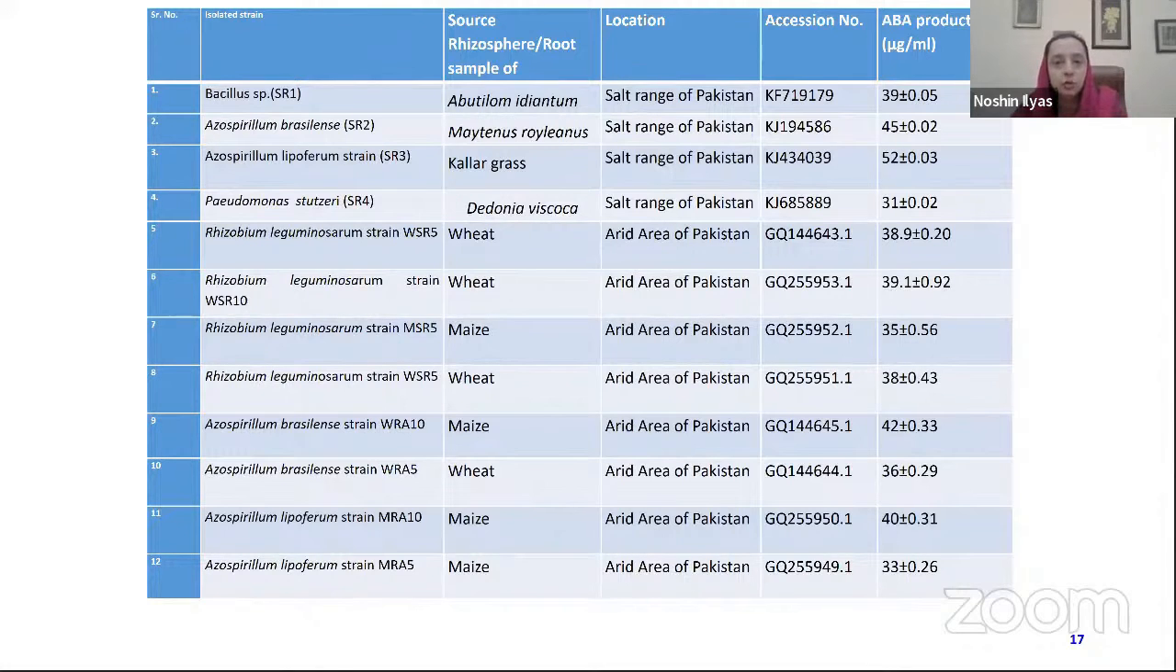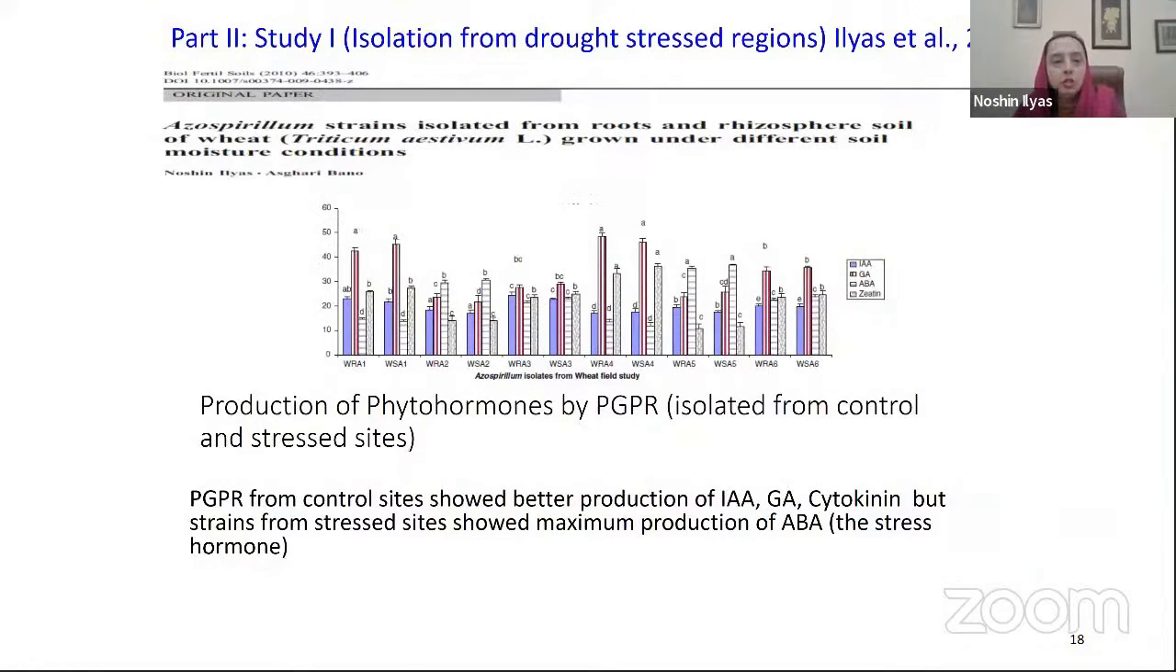That's a stress hormone. This is also some work that is being carried out: the presence of these hormones has been checked in the PGPR isolated from the control and the stress site, and we made comparisons. We have seen that the microbes isolated from the stress region produce more abscisic acid along with other hormones, and this helps the plants particularly in combating abiotic stresses like drought and salt stress.